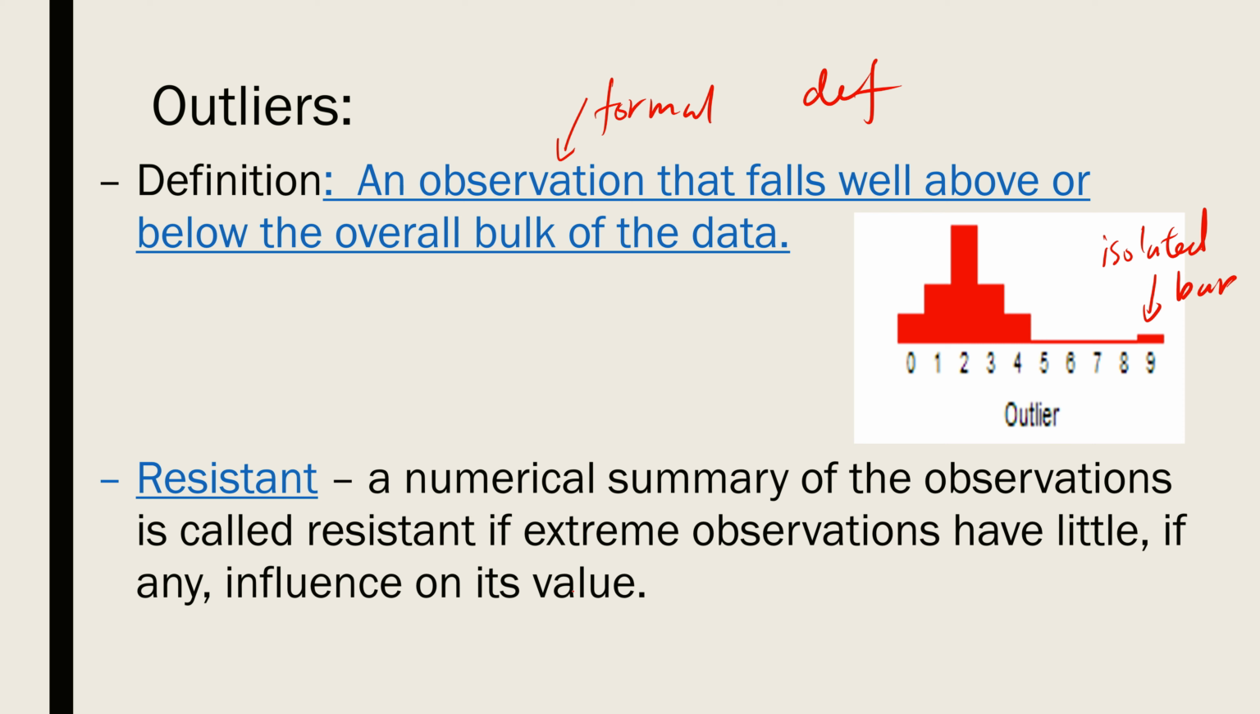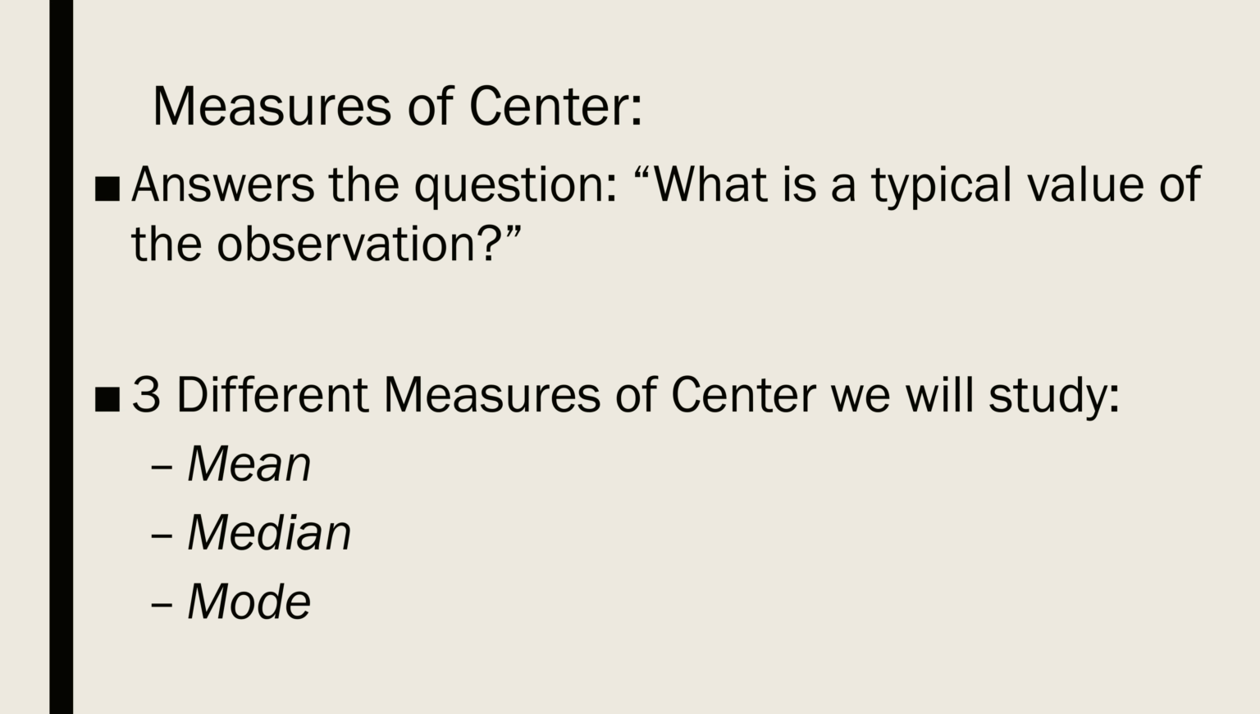So resistant is a good property. We want our numerical summary to have this good property. We use measures of center to answer this question: what is a typical value of the observations? There are three different measures of center we will study: mean, median, and mode.